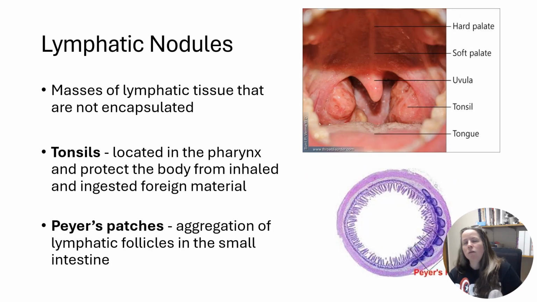Now the next type, I should say, of secondary lymphatic organ that we have are lymphatic nodules. And again, some of you are pretty familiar with these. If you've ever had tonsillitis or had your tonsils out, they are lymphatic nodules. So at the very back of your throat, right here, this is your fauces, the opening, there's your uvula, the little dangly dude. These are your tonsils.